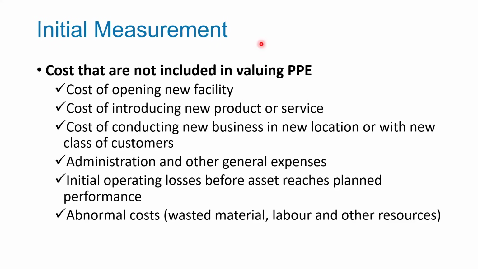So Dina, are you okay? If any material was wasted, the value of that material that was wasted should be subtracted. It's not part of the cost. Any other resources that were wasted, abnormal cost of anything that was wasted, calculate that portion and then subtract it. Is that okay? If you see anything like this, it shouldn't be part of the cost of the item of PPE.